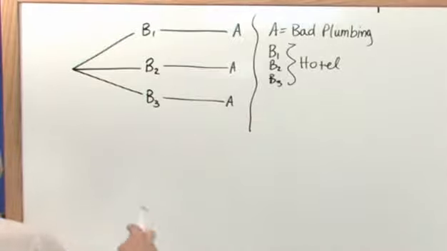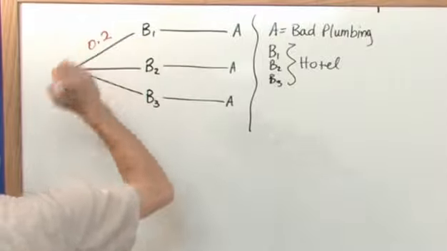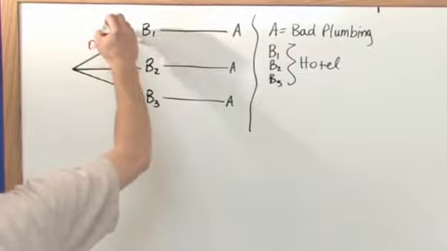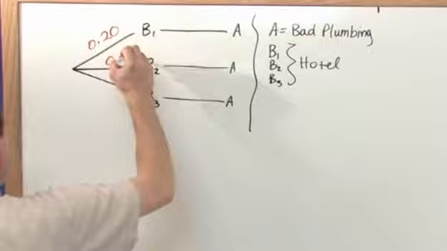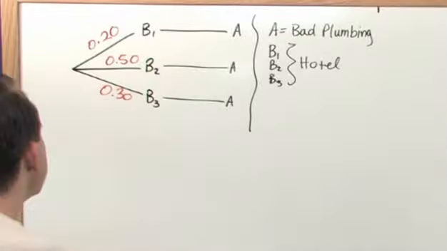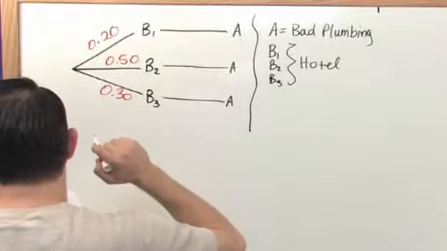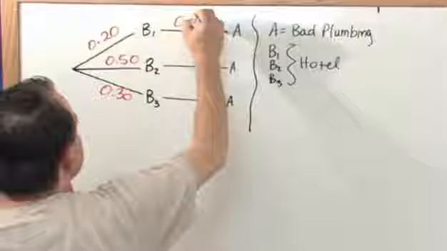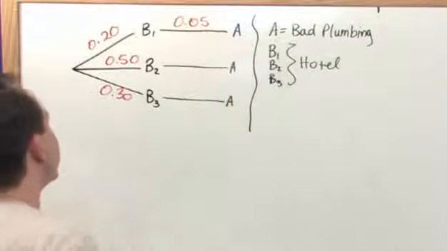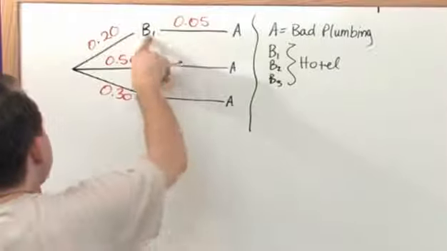So what is the probability that your family stays at hotel B1? 0.2. The probability that they stay at B2 is 0.5, and 0.3 at hotel B3. Now, among the people that stay in B1, we also know that 5%, you have to convert to a decimal, 0.05, that stay here have bad plumbing.